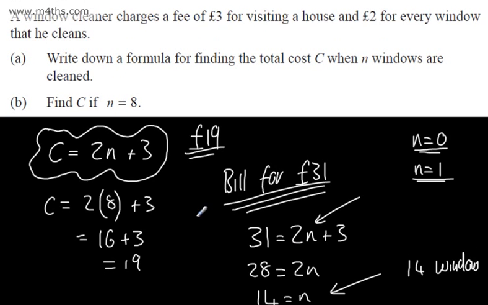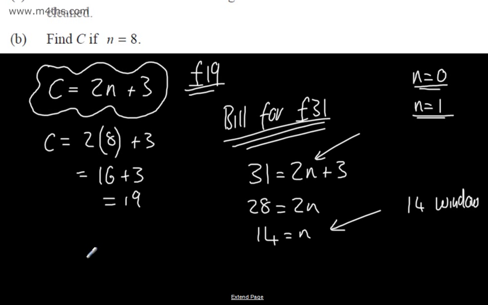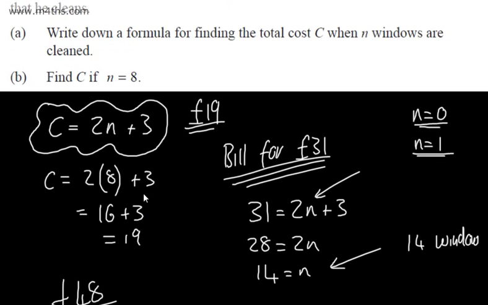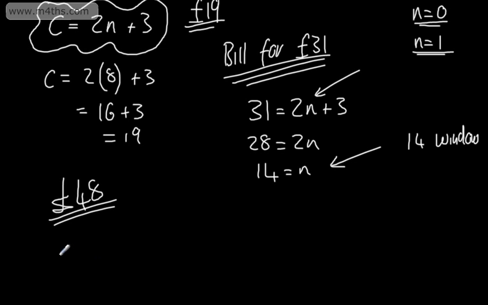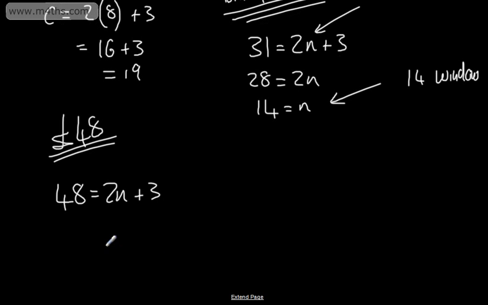Okay, let's say we were sent now a bill and the bill came through and we'll say that it was £48. So I got a bill in the post. Would I question this bill? So the person cleaning the windows has sent me a bill for £48. Let's have a look at this. 48 is going to be equal to 2n plus 3. If I subtract 3 from both sides, that gives me 45 is equal to 2n. If I divide both sides by 2, that's going to give me 22.5 is equal to n.